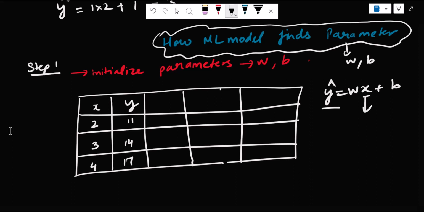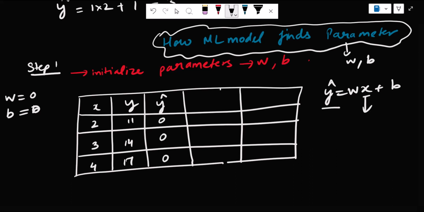As a first step, initialize parameters. Let's say we give the value W is equal to 0 and B is equal to 0. And we replace the value of X as 2, 3, 4 and we come up with the predicted values. Let's call that Y hat. So with W and B as 0, for any value of X, Y hat is always gonna be 0.